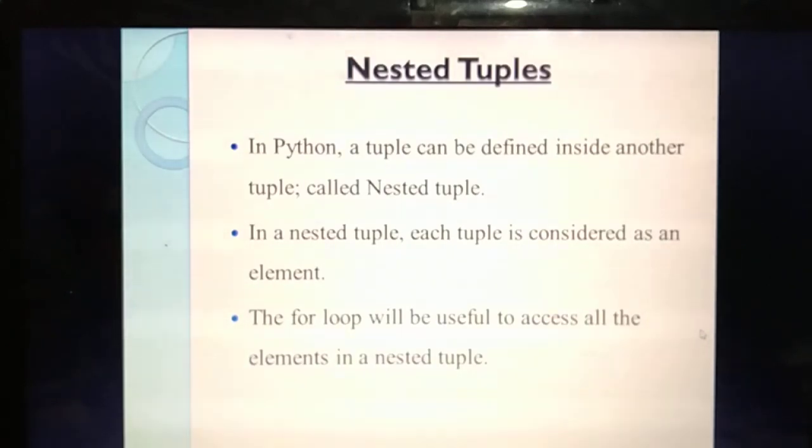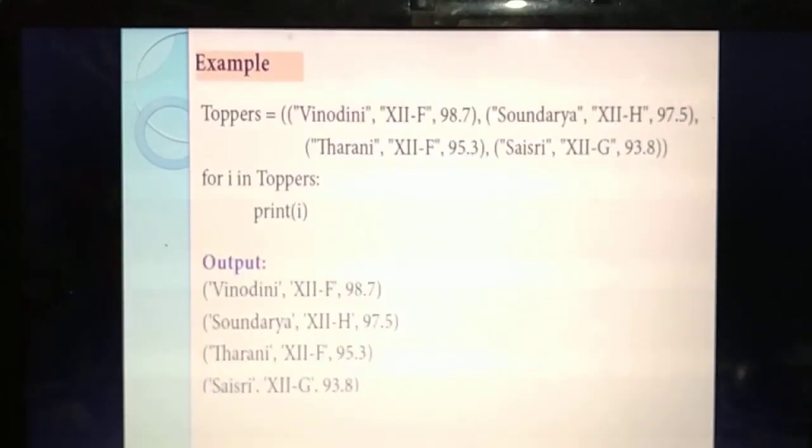So if you need to access all the elements from the tuple, you need to use a for loop. Which loop is used to access all the elements in the nested tuple? For loop. This is also an important question. What do you mean by nested tuple? A tuple is defined inside another tuple, that we are calling a nested tuple. Any number of tuples you can define inside one tuple, but it will consider each tuple as one element. So if you need to access all the elements from the tuple, you should use a for loop. Understand? So see this example.